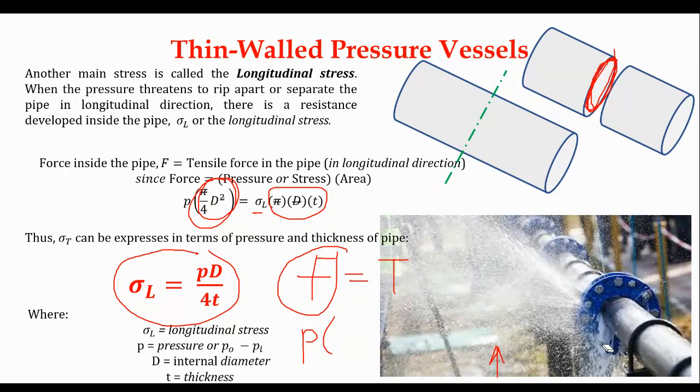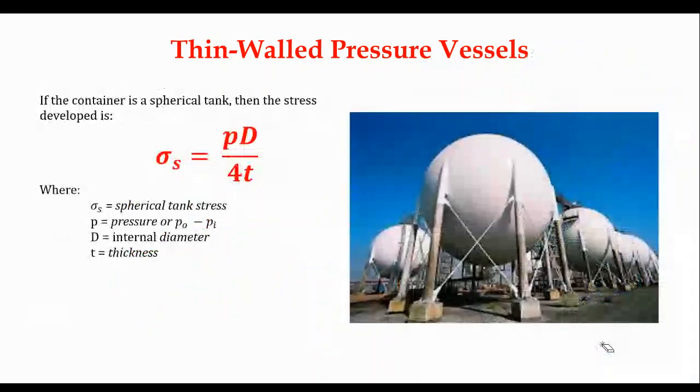Alright, so how about those spherical tanks? Tanks, in reality, are spherical in shape. Those oil barrels are spherical. So what stress develops inside? The stress there is still PD over 4t. Spherical stress, sigma S equals PD over 4t. Okay.